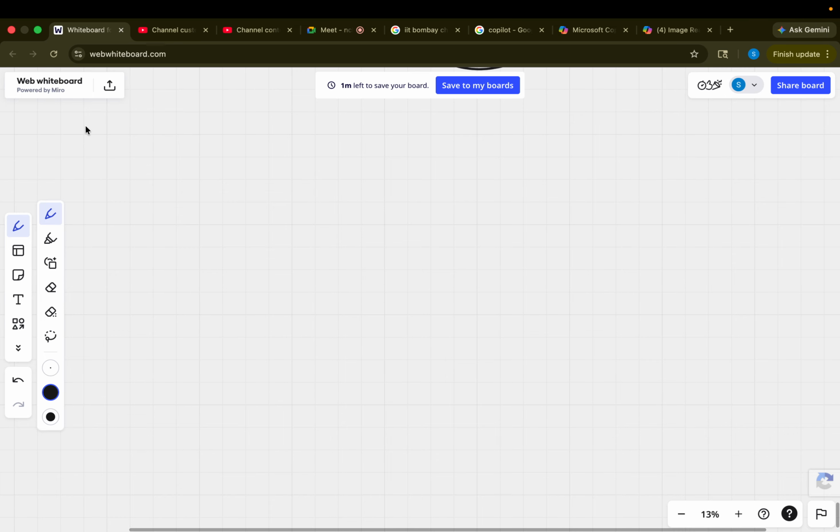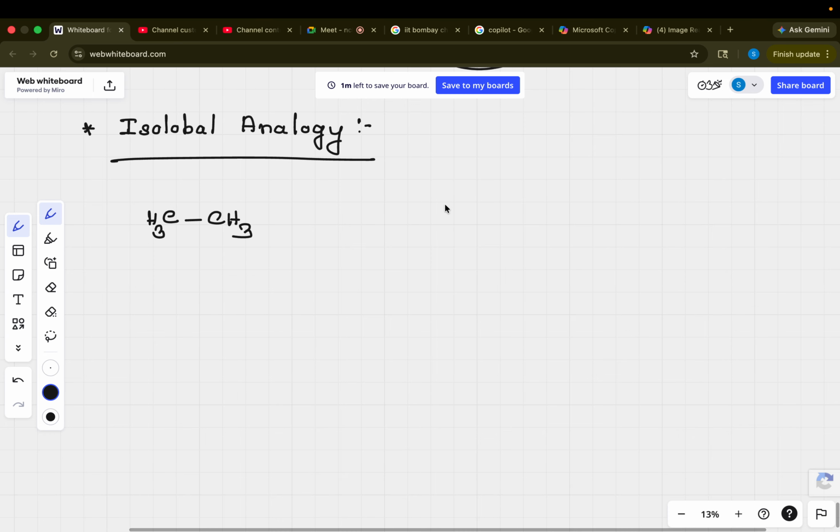So now write down isolobal analogy. Okay, so now we will discuss it broadly. Isolobal analogy. Suppose I have this CH3-CH3. This is your ethane molecule, all of you know.